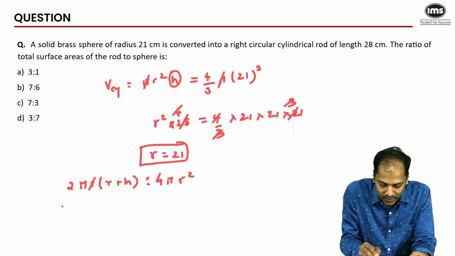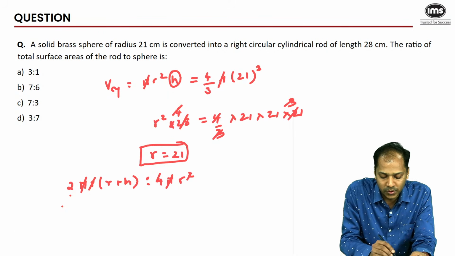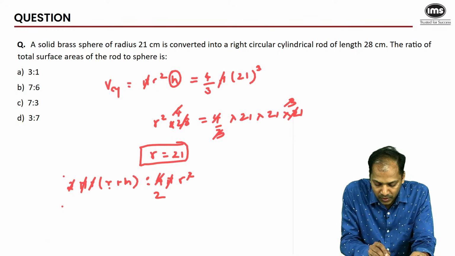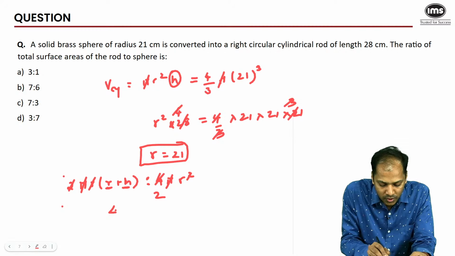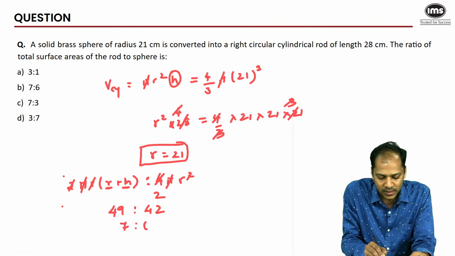So this r and the r over here would cancel out. The pi and the pi cancel out. 2 goes once, 2 goes twice. Could we also probably cancel out something over here? No. So radius is 21 and the height is 28. 21 plus 28 is 49 is to 2 times the radius, 21 into 2 is 42. So 49 is to 42. The ratio comes out to be 7 is to 6.